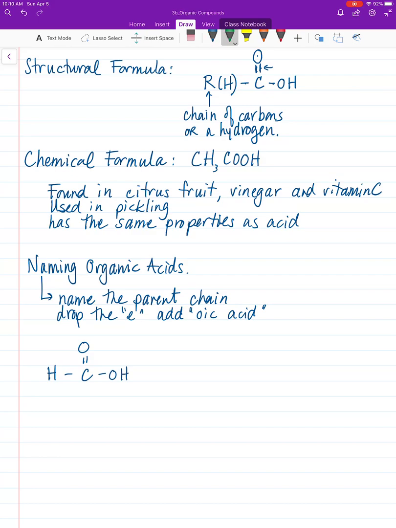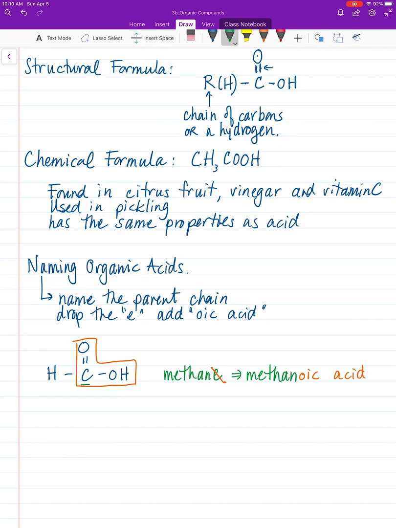Okay, so again, parent chain first, 1 carbon. 1 carbon is meth. So normally we would have called this methane. Okay, but because we have this functional group here, it tells us it's an acid. So we're going to drop that E, and so now our new name will become methan. We're going to put oic on the end, and then we're going to add acid. So it becomes methanoic acid. Okay.